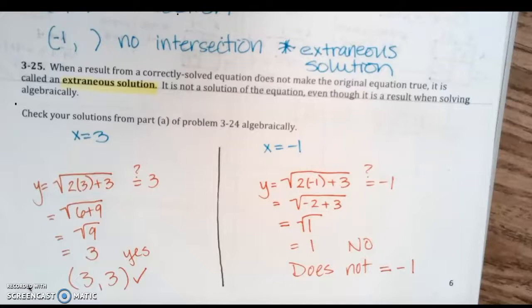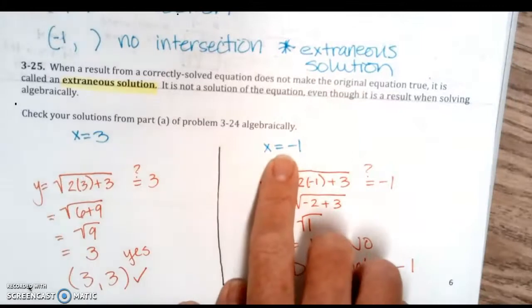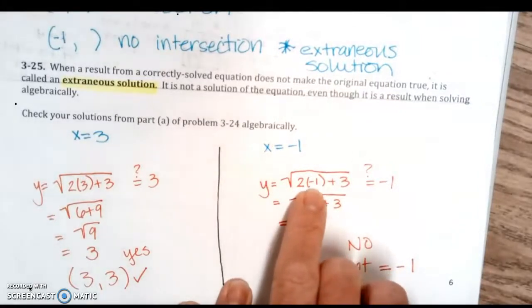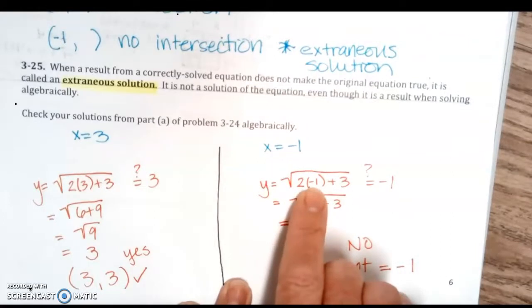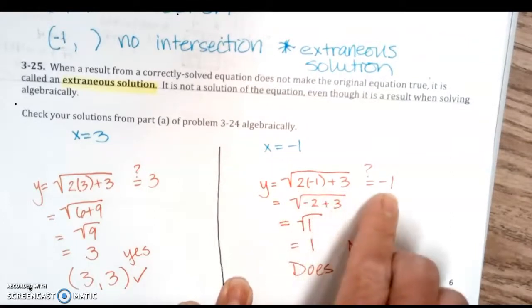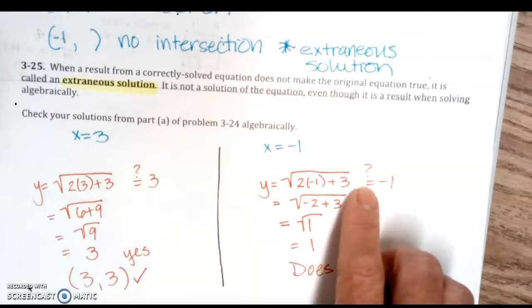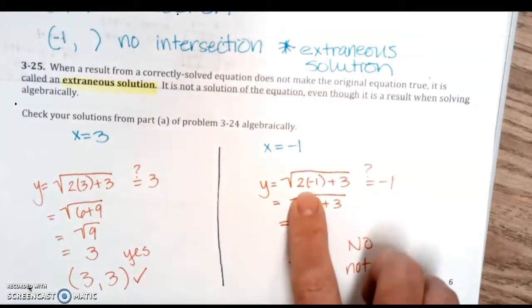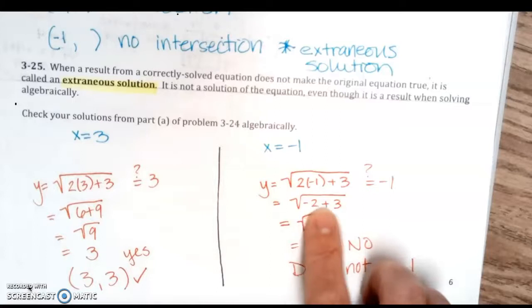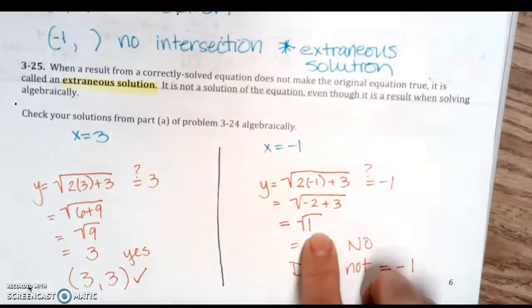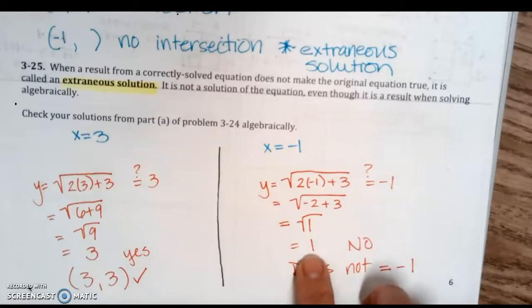Okay? So when you take your values for x and you plug them back in, you should be able to solve it for what it should be equal to. But here's what happens when we plug in -1. Under that radical, where the x was, we're going to plug in -1. It should be equal to -1, so we put a question mark there. Basically, is it equal to -1? 2 times -1 is -2. -2 plus 3 is 1. And the square root of 1 is 1.